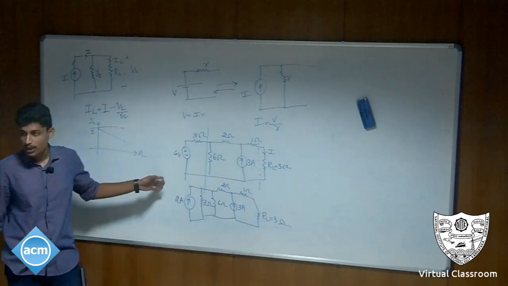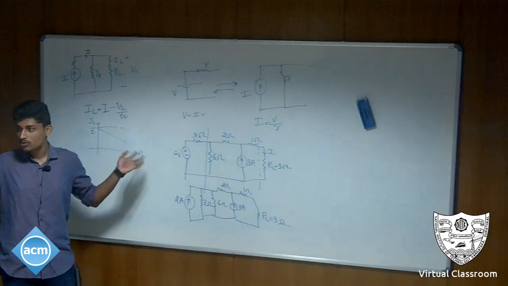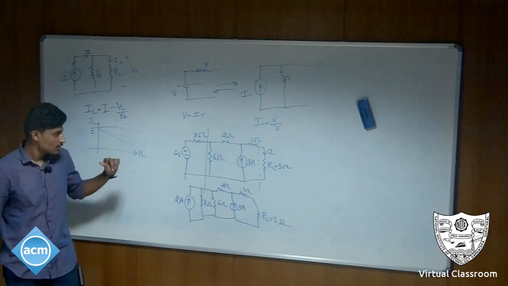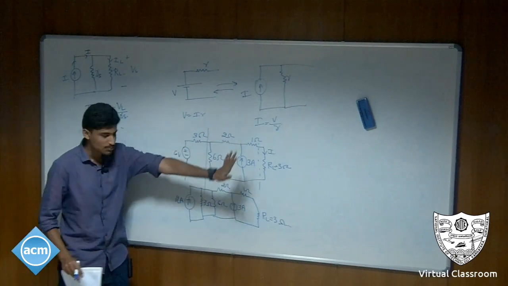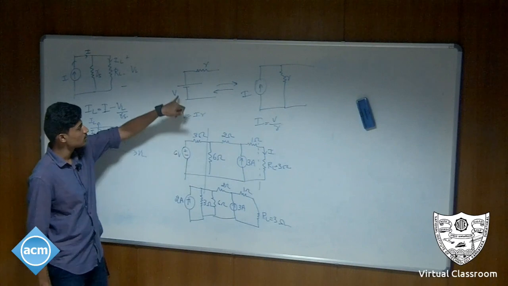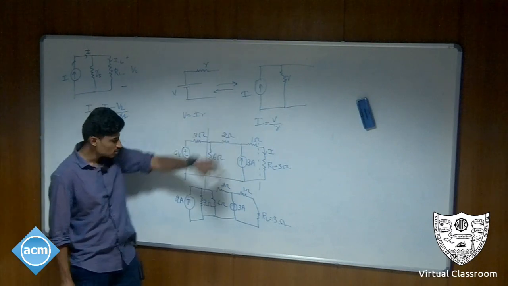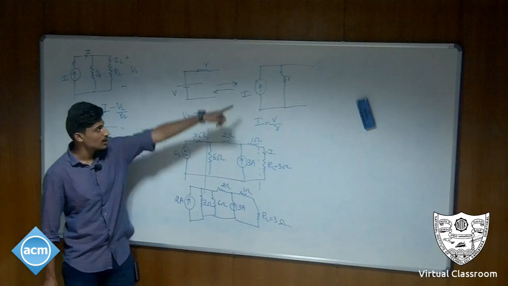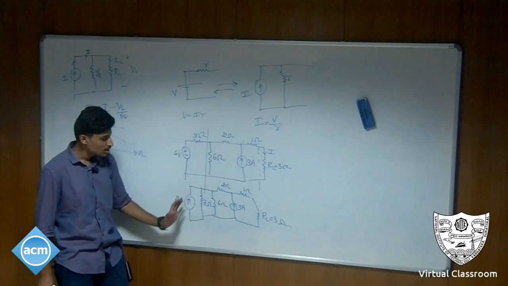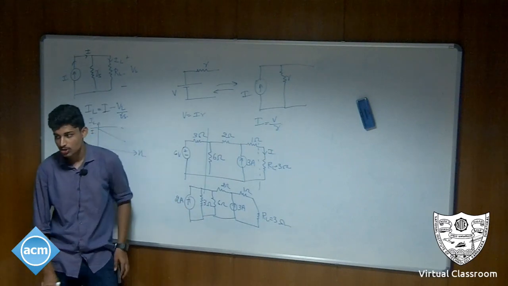Did anyone not understand this part? Forget the rest of the circuit. If you look at 6 volt, 3 ohm, it looks like V and R. So we just converted a voltage source into a current source. The current value is equal to 2 amps and R remains 3 ohms in parallel. Can you continue further like this and solve the problem?